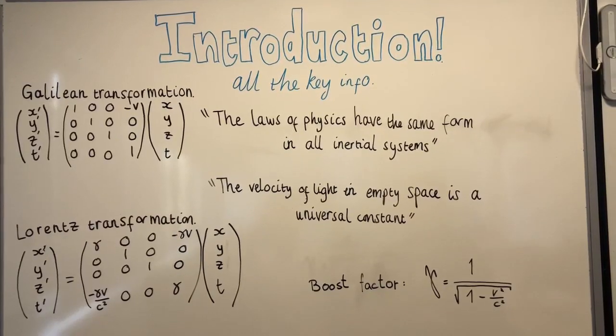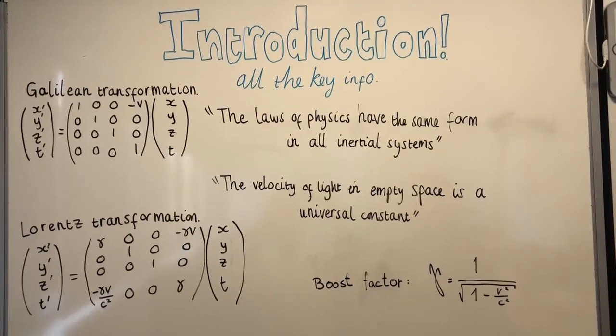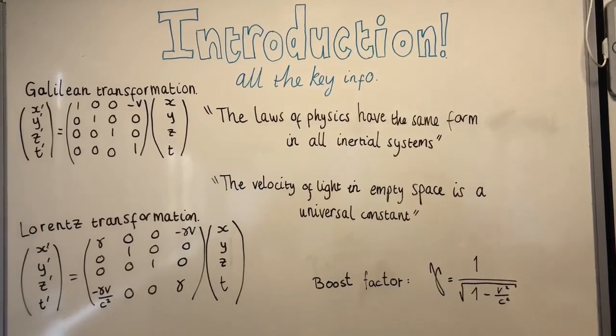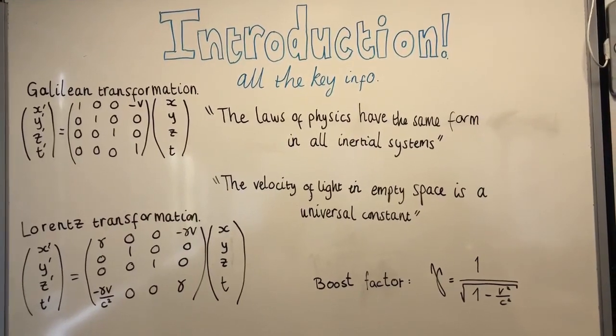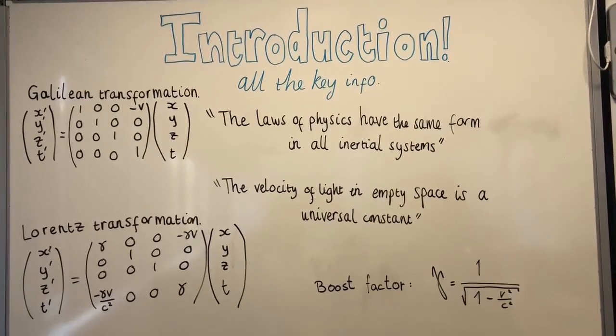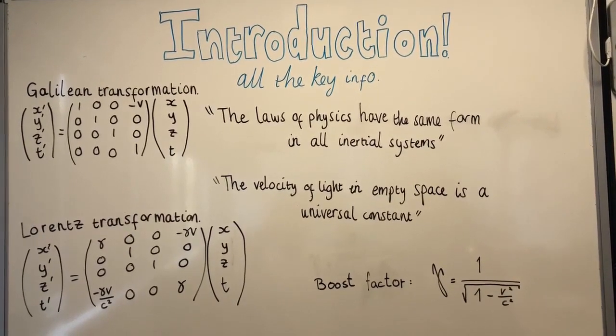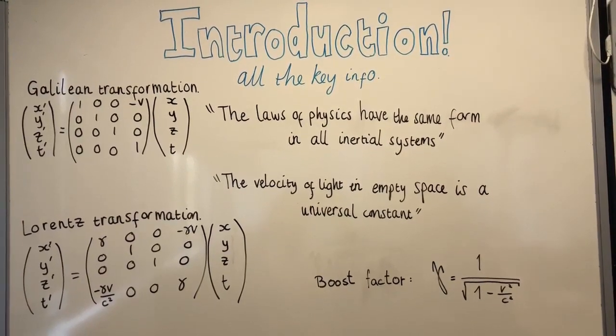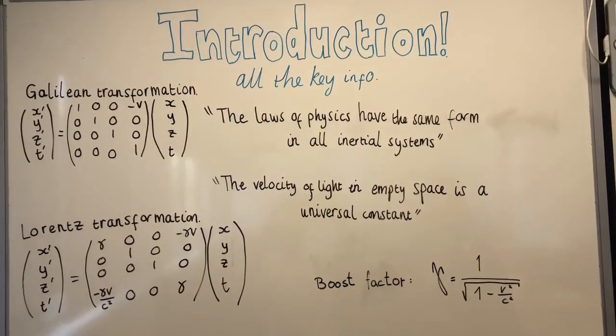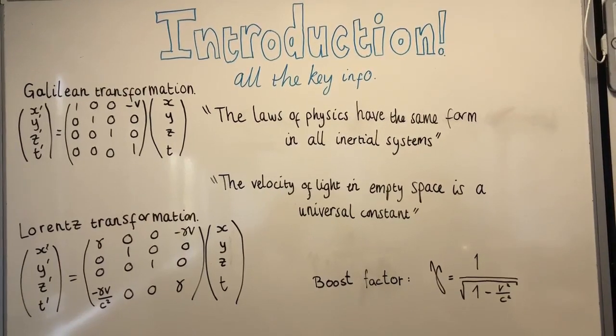In order to relate one reference frame to another, we first need to define an event by assigning coordinates to it. These will differ depending on the observer's coordinate system. For example, in system S, we can have x, y, z, and t, while in S prime it will be x prime, y prime, z prime, and t prime. The system of equations that enables us to transform coordinates from one frame to another is called the Galilean transformation.